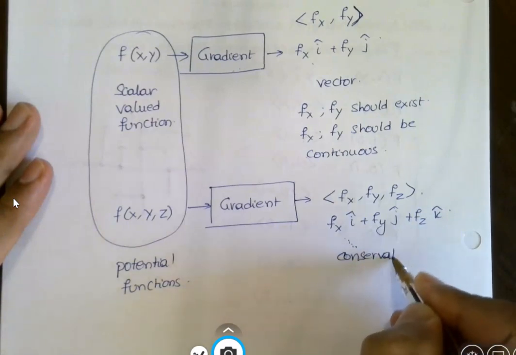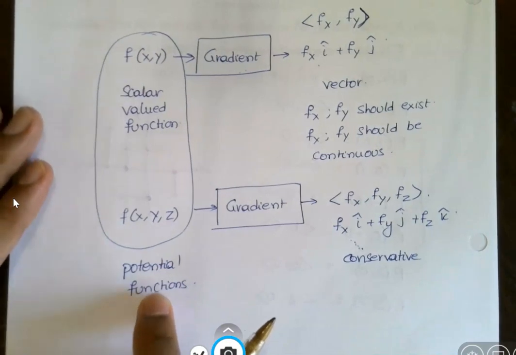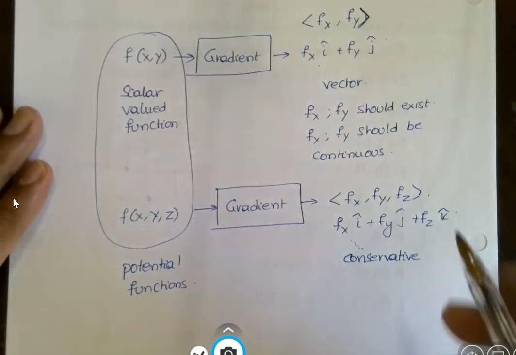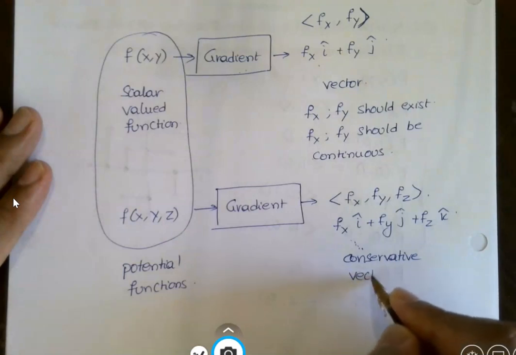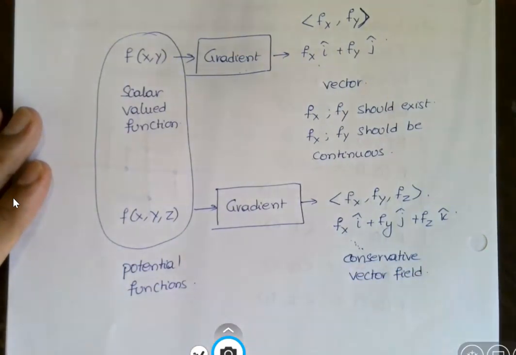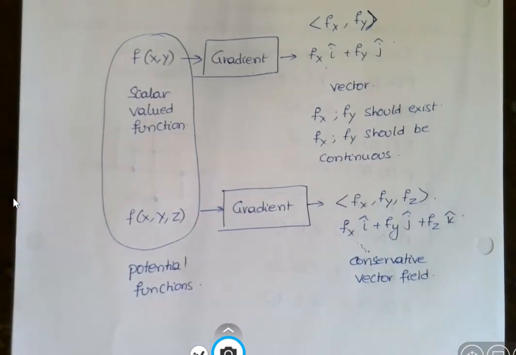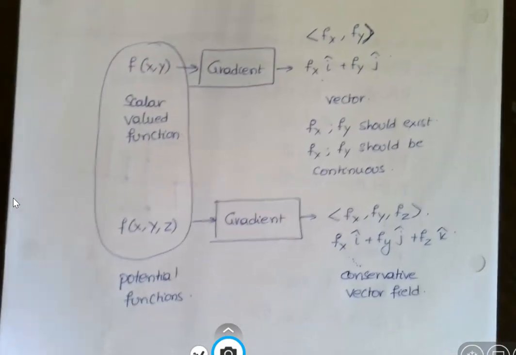Okay, so the domain for the gradient would be potential function, and the range for the gradient would be conservative vector field. We will see its utility coming up in line integrals and fundamental theorems and all that important stuff, but right now just understand that.